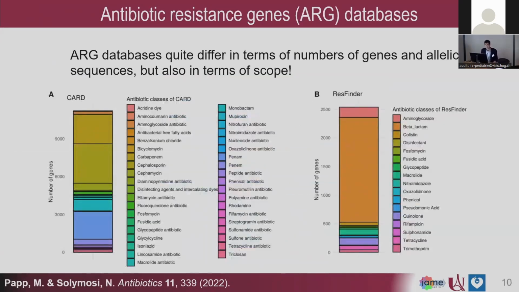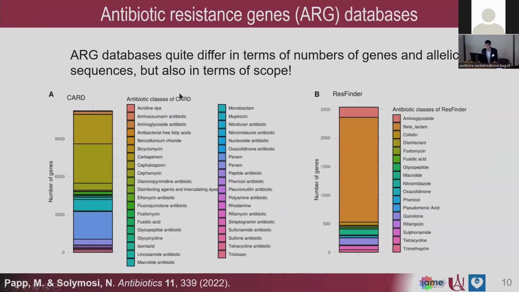Indeed, they are very different in terms of content, but also in terms of scope. I'm showing here some differences between CARD, which is very popular among bioinformaticians, and ResFinder. You see here the antibiotic classes of CARD and the antibiotic classes of ResFinder. If you're a clinician, I think you're pretty familiar with all these families here, but I guess that you won't be familiar with everything that's in CARD.